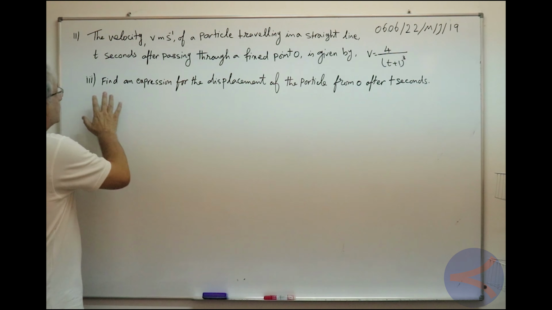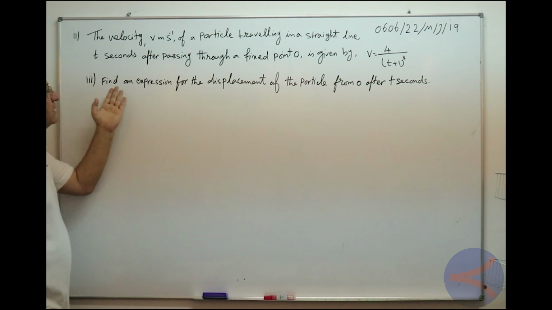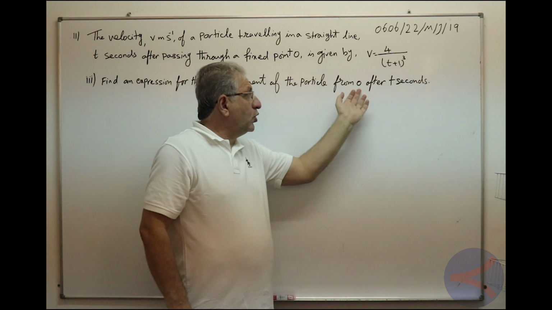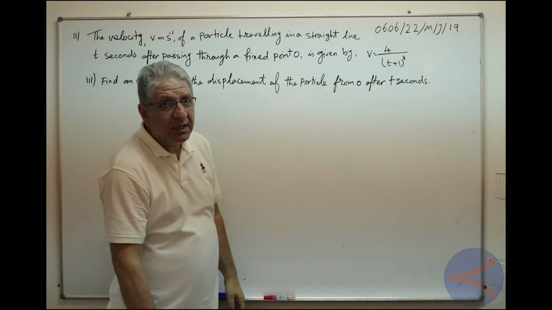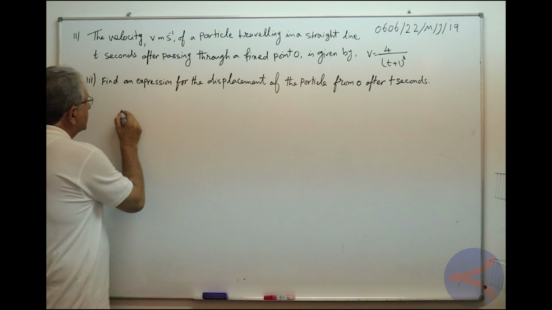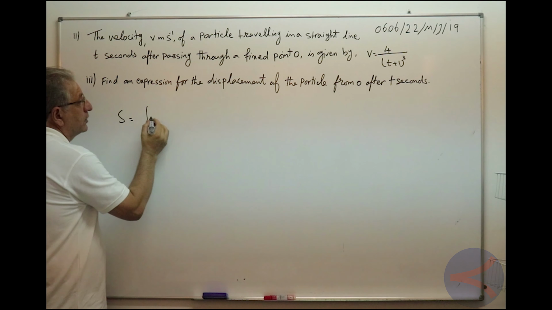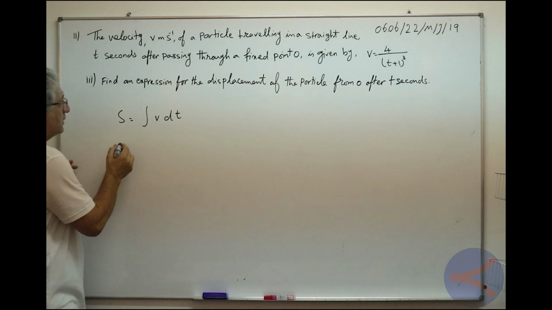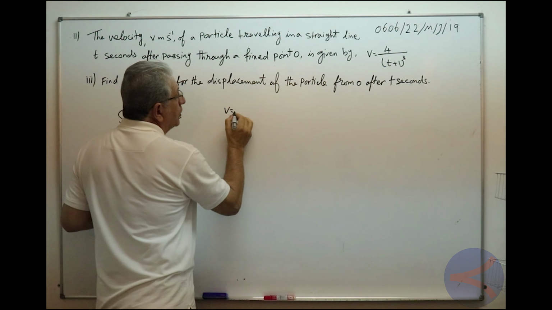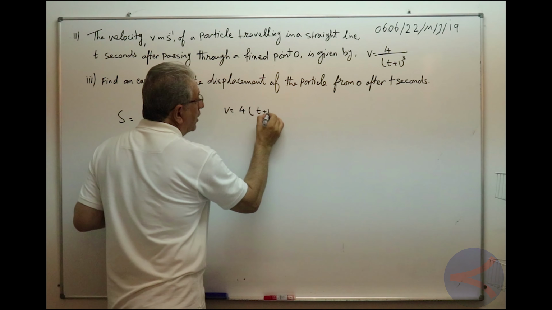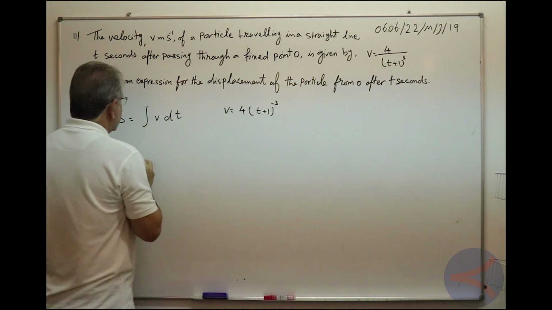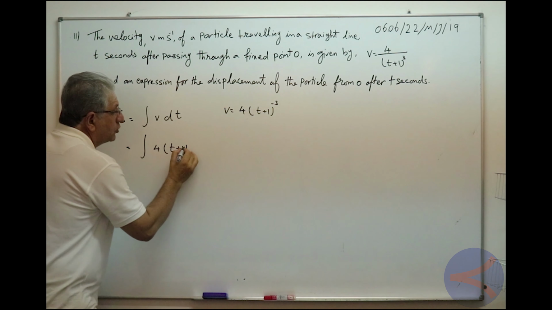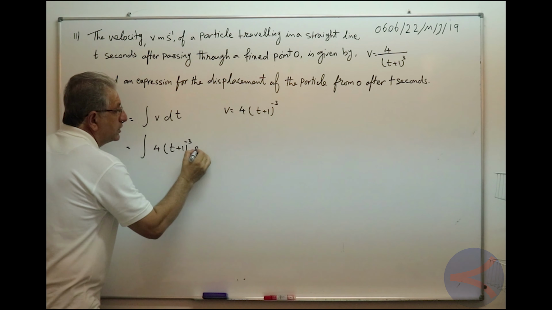Okay, third part of this question, he's asking to find an expression for the displacement of the particle from O after t seconds. Therefore, now we want to find displacement. You know that S is equal to the integration of v dt. We know that v is equal to 4 times (t plus 1) to the power of negative 3. We have discussed this. Therefore, this is the integration of 4 times (t plus 1) to the power of negative 3 dt.